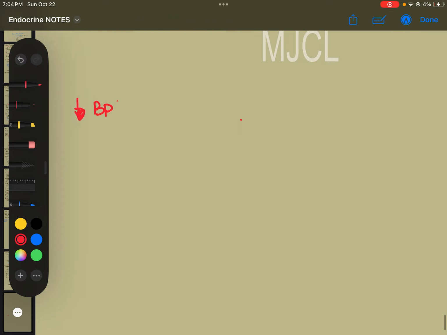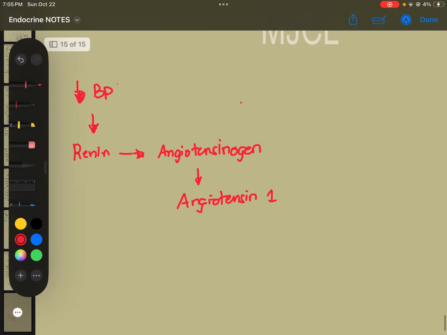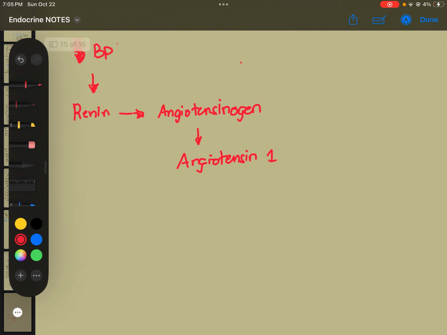in blood pressure. If there is a decrease in blood pressure, it will cause the release or secretion of our renin. Renin will then bind to a free-floating substance called angiotensinogen to create what we now call our angiotensin 1. Now, your angiotensin 1 is what we call an inactive substance. Inactive. So it needs to be converted to its active form.